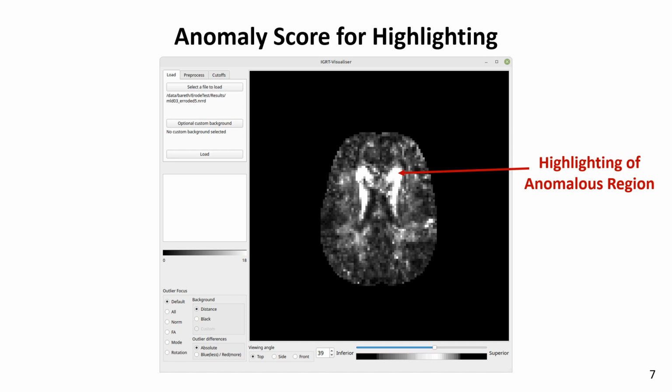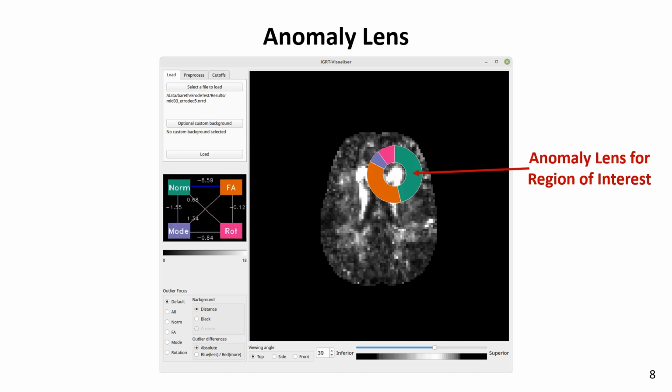To find out why a specific region has been highlighted as anomalous, it can be selected by placing an anomaly lens with an arbitrary position and radius. Colored segments around the lens indicate how different aspects of the diffusion tensor contributed to the anomaly score within the lens area.